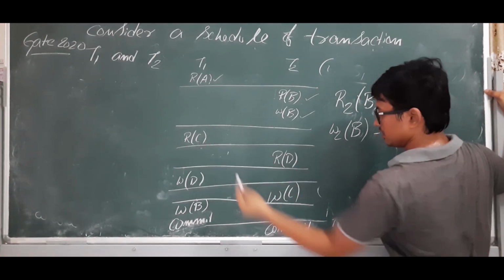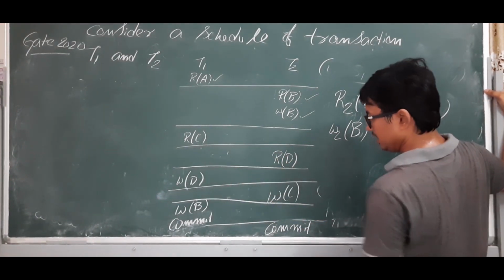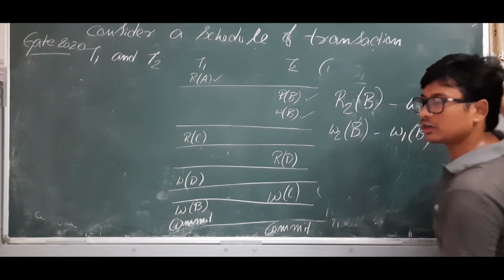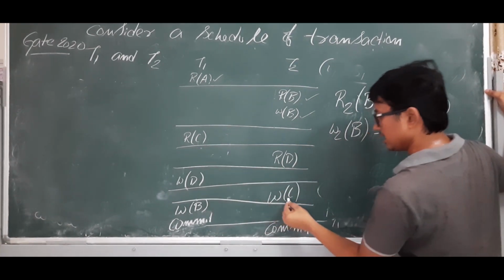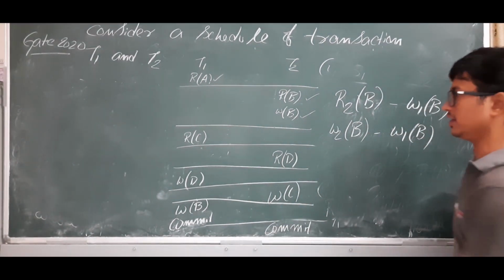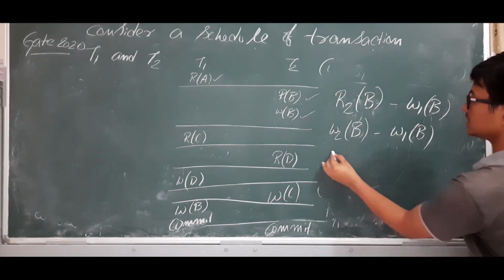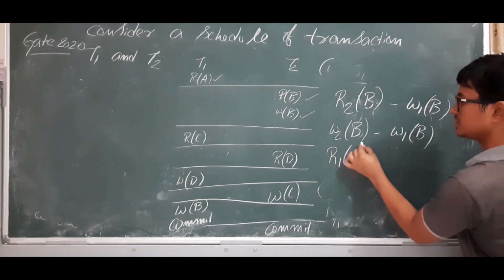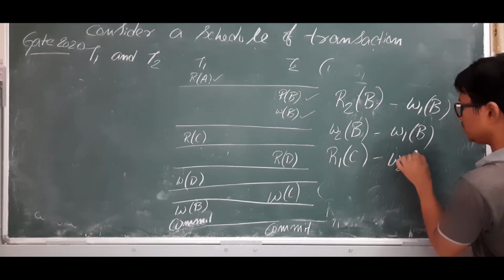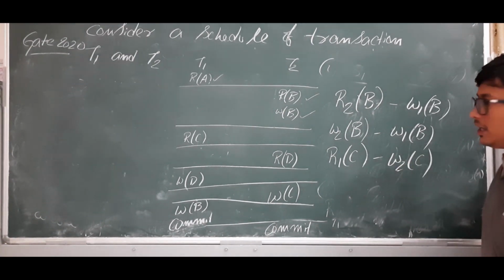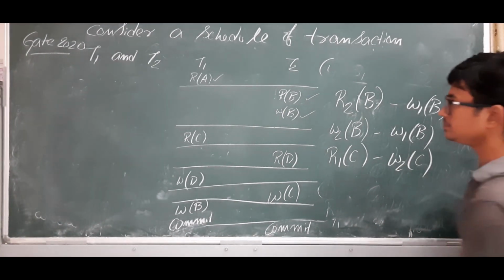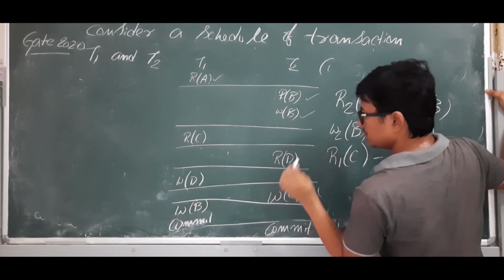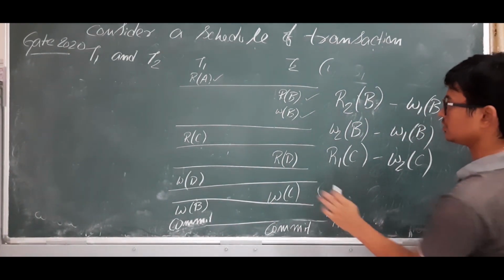We will check with this one. Okay, read C, read D is not a conflict. Read C, write C is a conflict. So what is the conflict operation? R1 of C to W2 of C. Okay, I hope you are able to understand. Now the conflict operations for this one are finished.